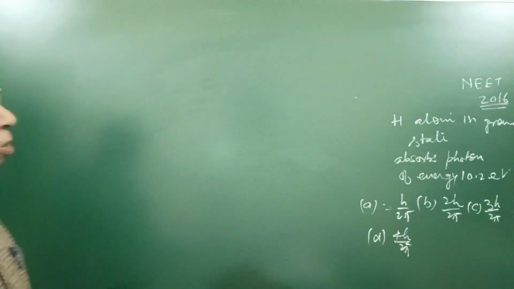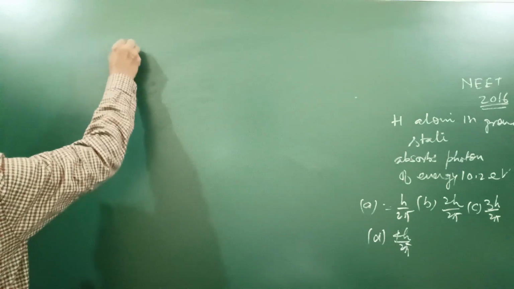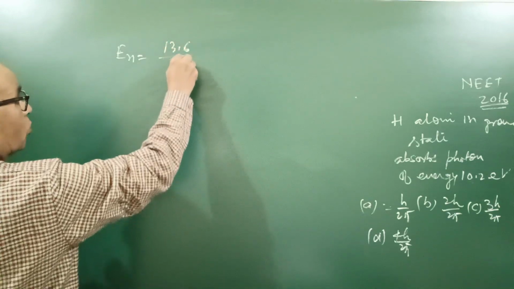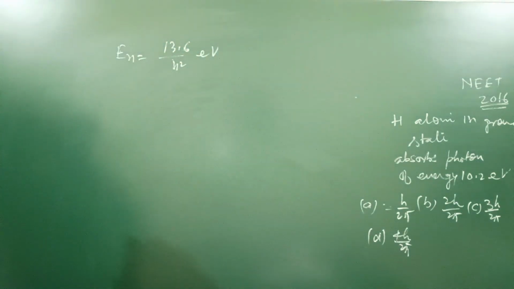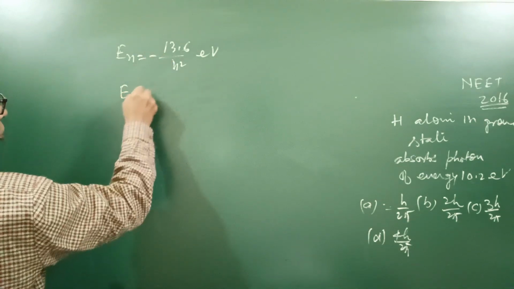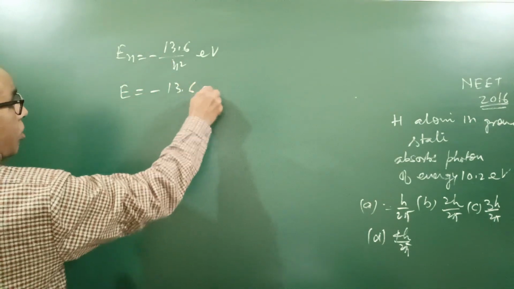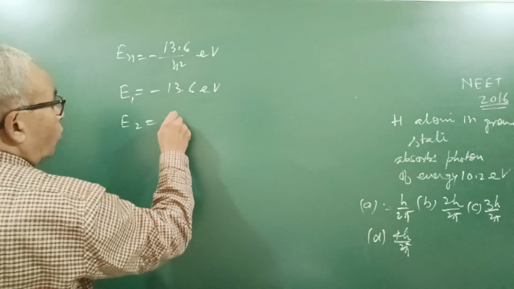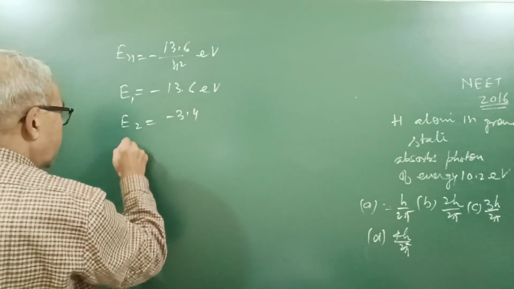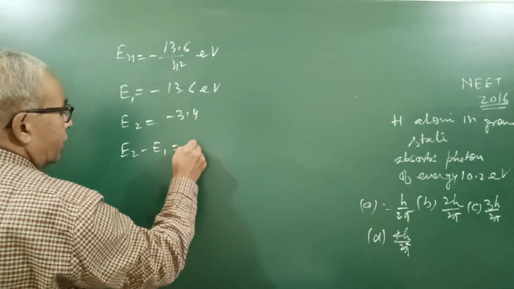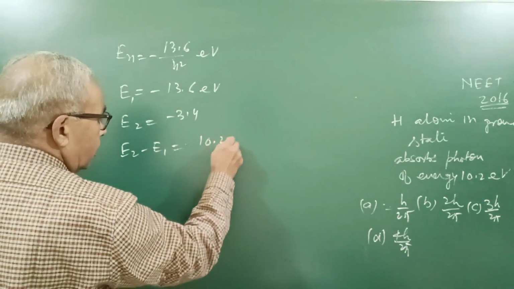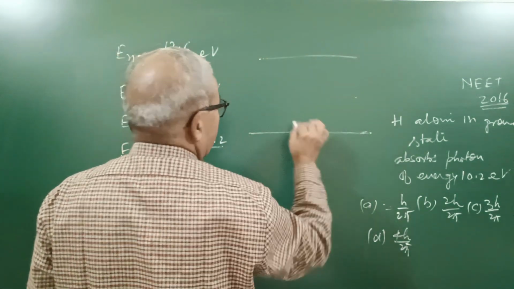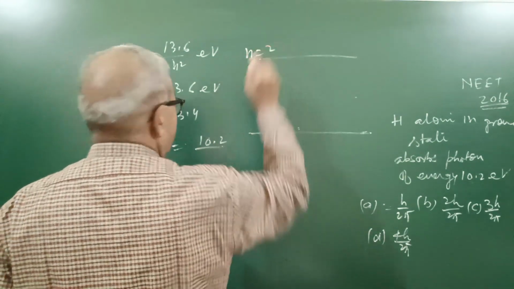Actually, from Bohr theory, you know the energy of the electron in the hydrogen atom is minus 13.6 upon n square electron volt. So E1 is minus 13.6 electron volt, and E2 is minus 3.4. Here E2 minus E1 directly comes to 10.2 electron volt. So if the electron in the ground state absorbs this and goes to the second state, that means it has gone to n equal to 2.